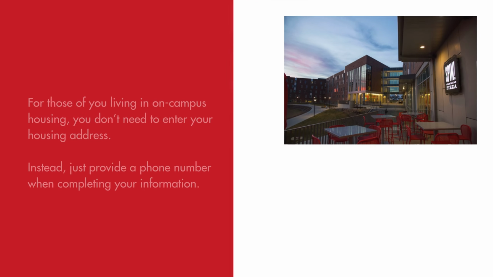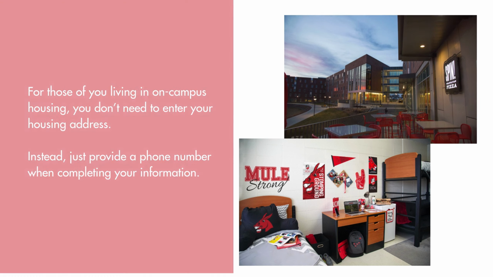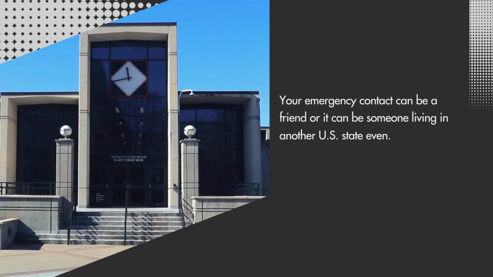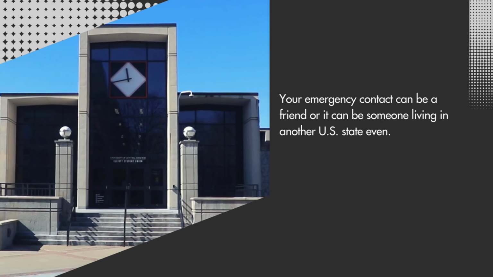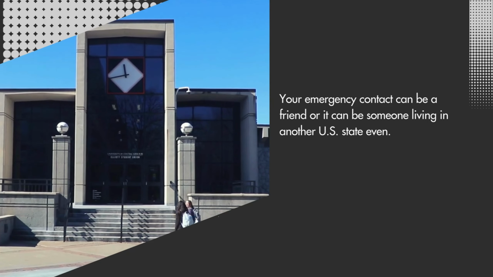For those of you living in on-campus housing, you don't need to enter your housing address. The housing office will take care of that for you. Instead, just provide a phone number when completing your information. As for your emergency contact, this can be a friend or even someone living in another US state. It doesn't have to be someone local.